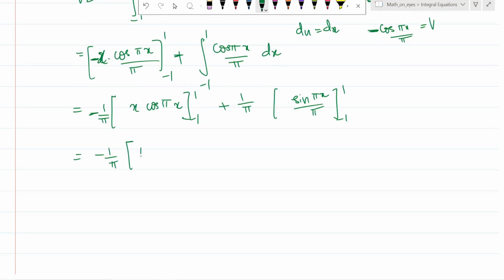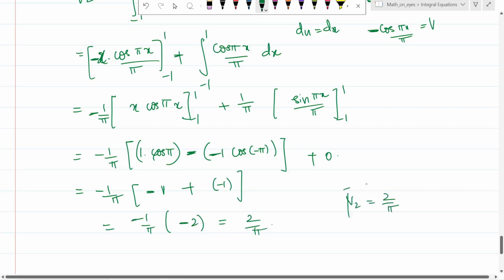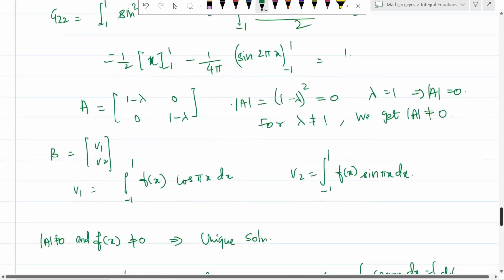So this is equal to minus 1 by pi. This will give you 1 into cos pi minus 1 into cos of minus pi. And when you apply here, sine pi is 0, sine of minus pi is 0, so this is going to be 0. And then minus 1 by pi, cos pi is minus 1, so we get minus 1. And then this minus into minus will give you plus. And then here, cos of minus pi. Cos of minus pi is again cos pi, we get it as minus 1. So this is equal to minus 1 by pi minus 2, so we get 2 by pi. V2 is equal to 2 by pi. We got V1 0 and V2 is equal to 2 by pi.